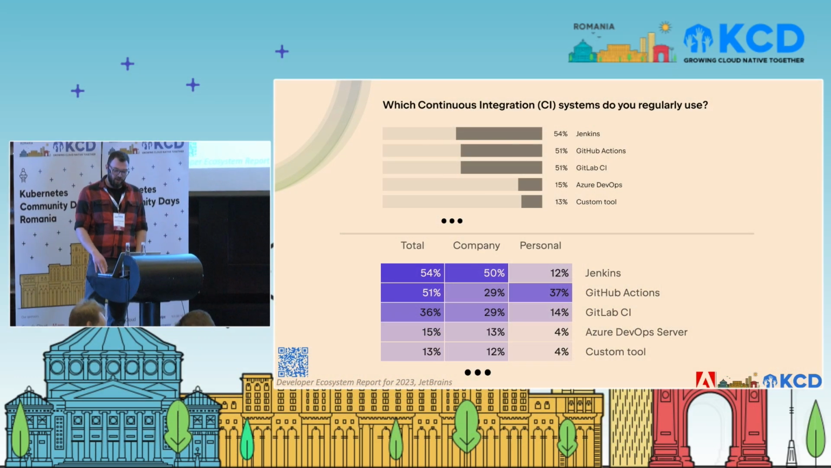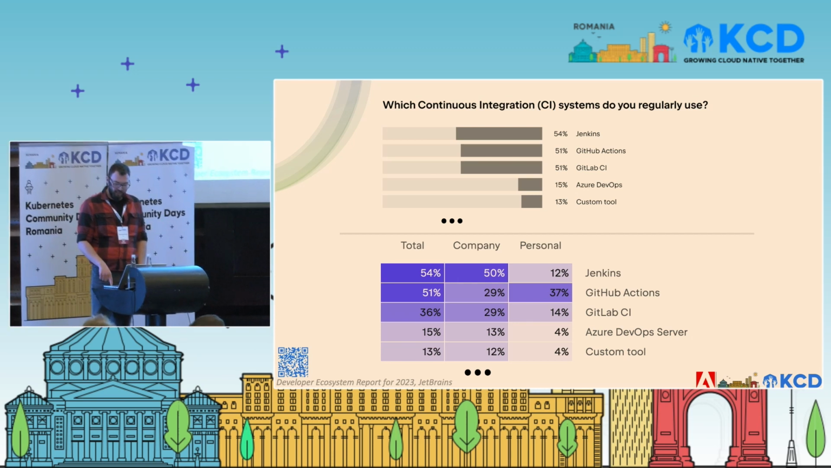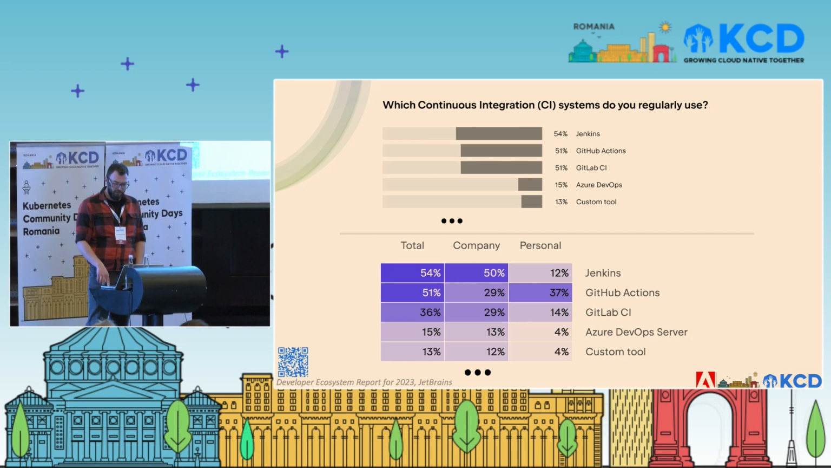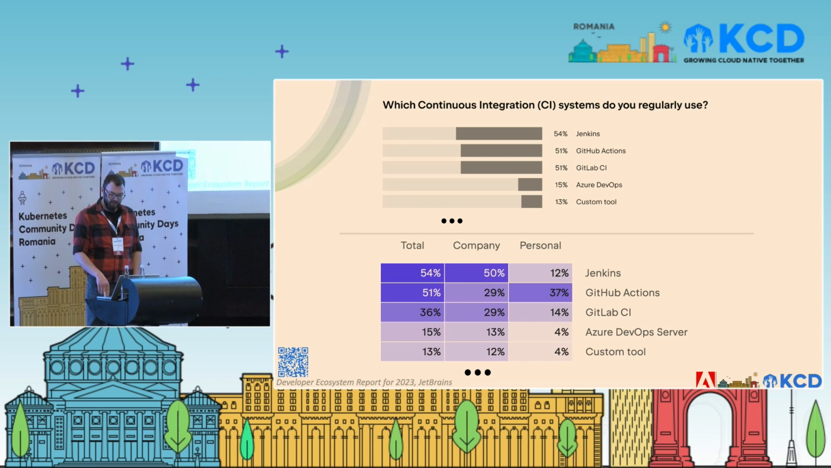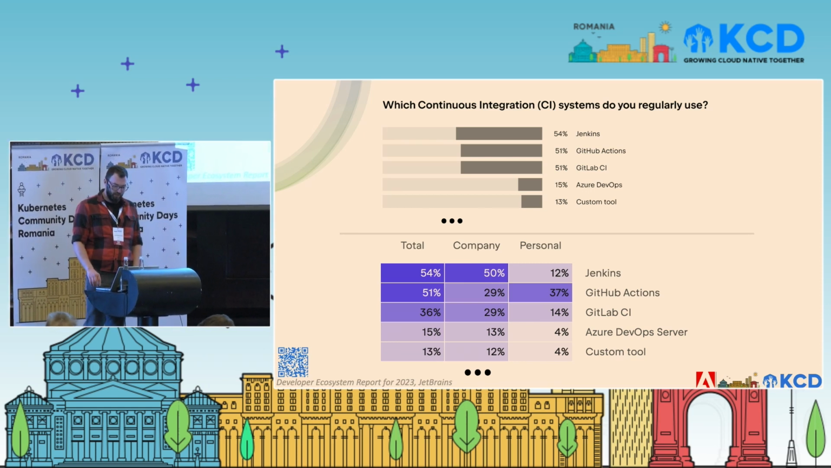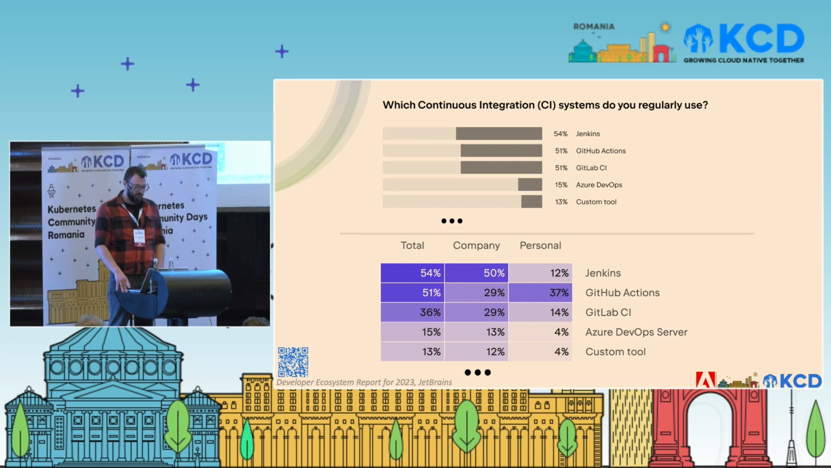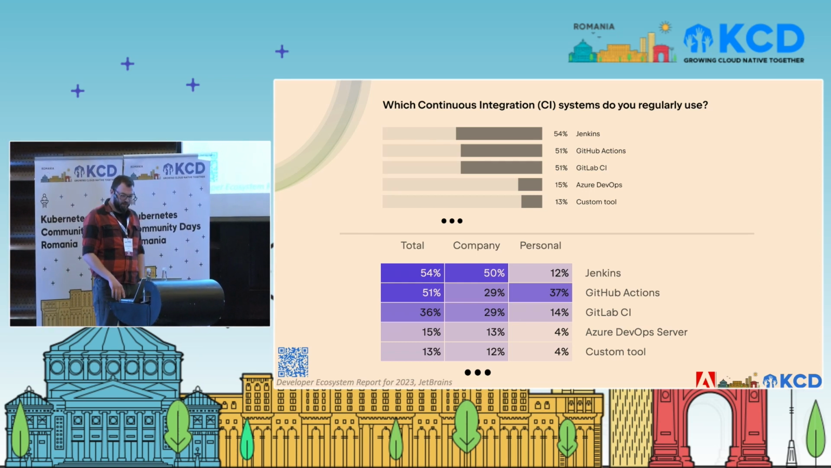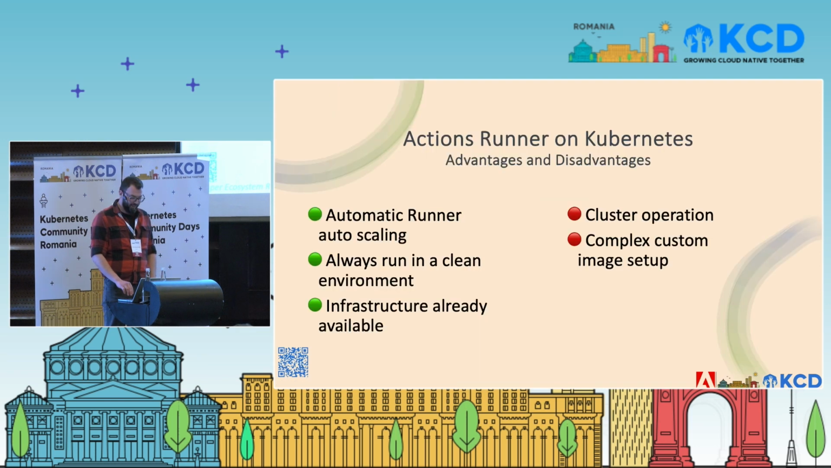To provide a bit of context, Actions is a product launched in 2018 by GitHub and is one of the most used CI systems nowadays, with a powerful presence in enterprise and open source projects. Ranking second only to Jenkins, according to the Developer Ecosystem Report for 2023 by JetBrains, Actions is close behind and even surpasses Jenkins for personal projects. I know a lot of you presented Jenkins today.